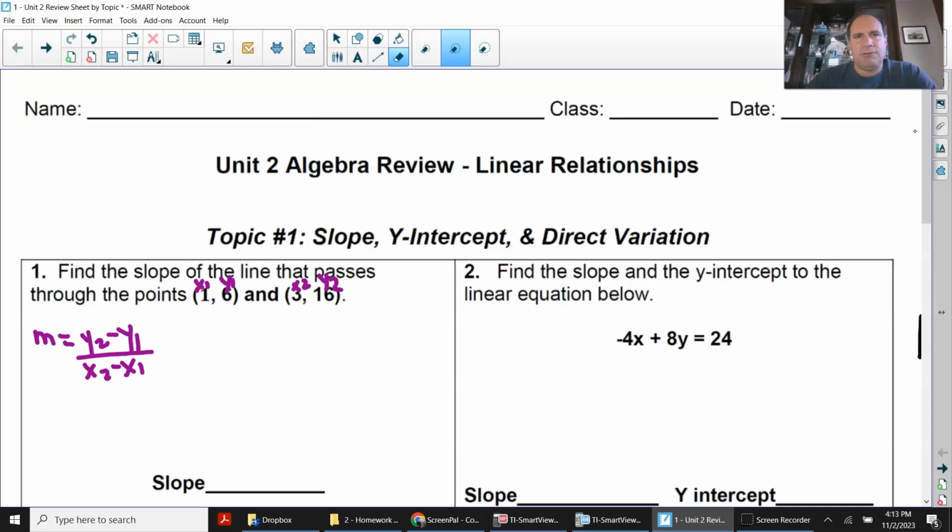The first thing that you do always is to label your points as x1, y1, x2, y2. And the slope formula is y2 minus y1 over x2 minus x1. You just go ahead and set up that formula like this with the minus signs from the formula itself. Then you have 16 minus 6 as y2 minus y1, and the x2 minus x1 is 3 minus 1.